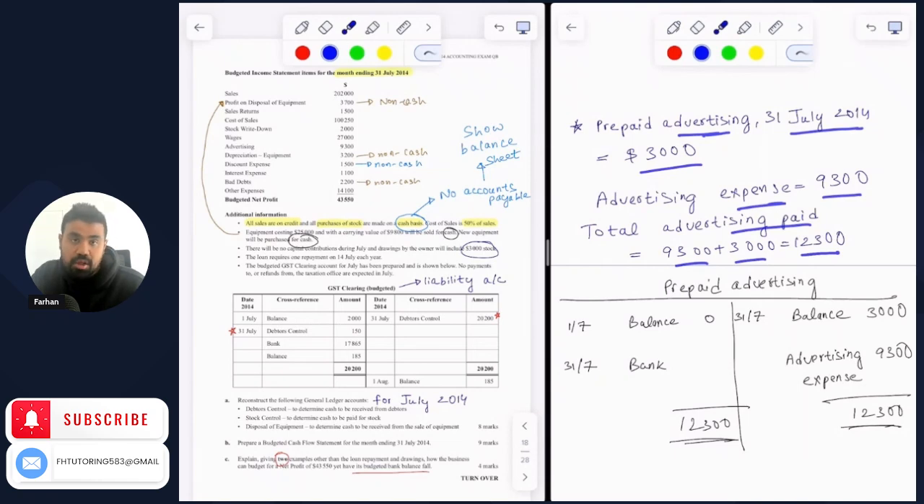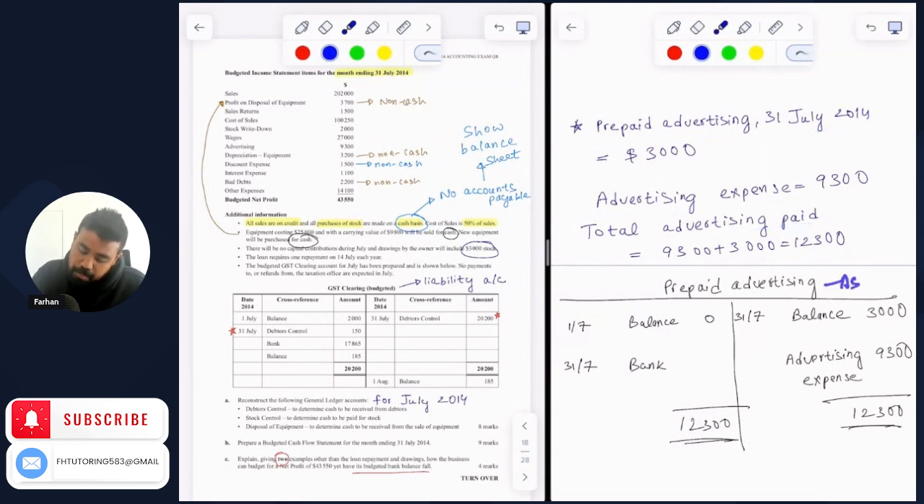But if that sounds still confusing, let's look into this from the perspective of the reconstruction. So prepaid advertising is an asset account, right? Mainly a current asset account. So all assets by default should have an opening balance on the debit side. So within the debit side, for the month beginning 1st of July, we have an opening balance of 0 based on what you saw earlier. And on the credit side, we're showing the closing balance of $3,000.